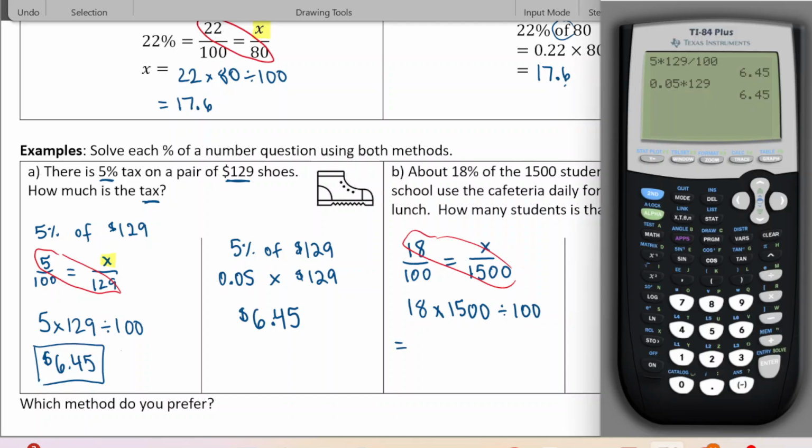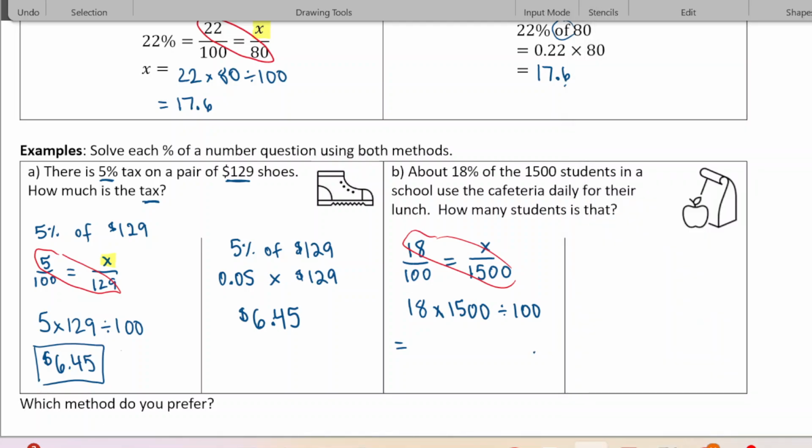Let's type that in. 270. So that means 270 students use the cafeteria at this school. Not this school, but a school. Okay, excuse me. Okay, next we do 18% of 1,500.